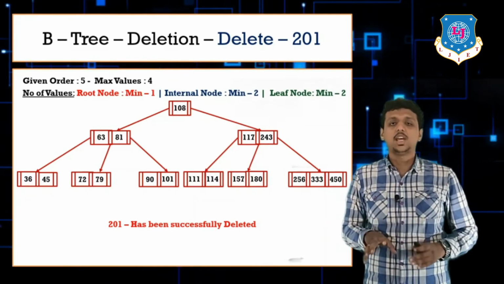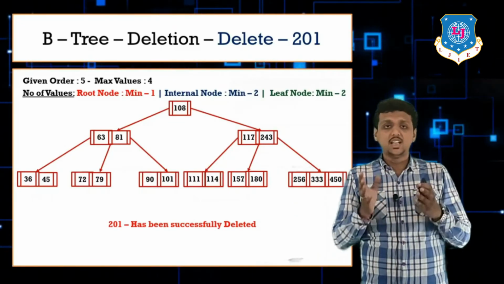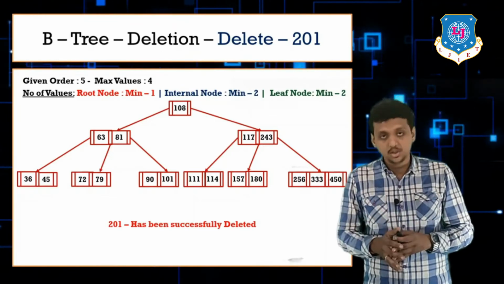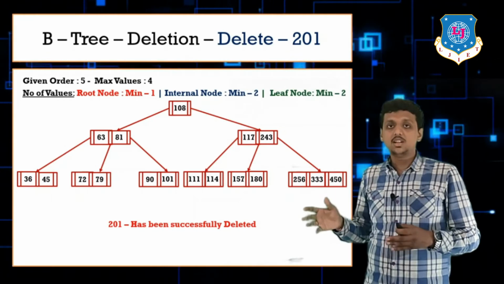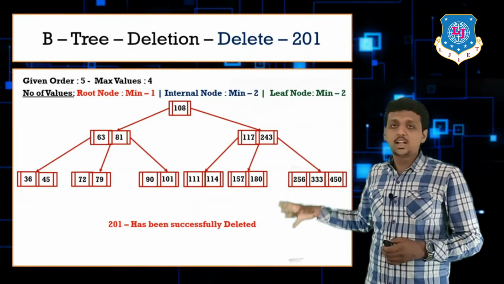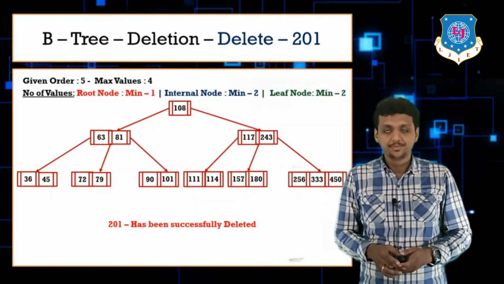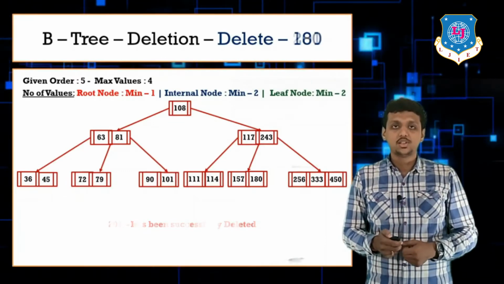Fine. So what I'm doing is, where I need to delete internal nodes, I select the predecessor or successor node from my child nodes. If my child node does not have proper values, then I move forward to the other child node. So I cannot select 180, so I select 243 and move ahead. Okay, fine. So let's start with the next deletion operation.